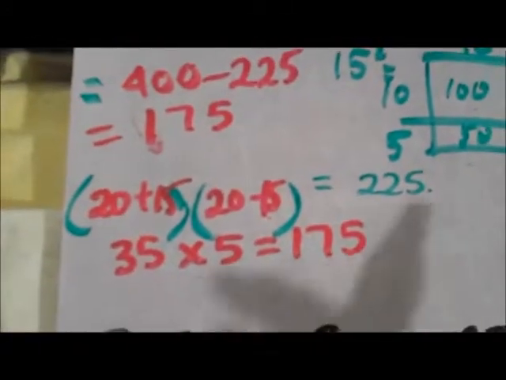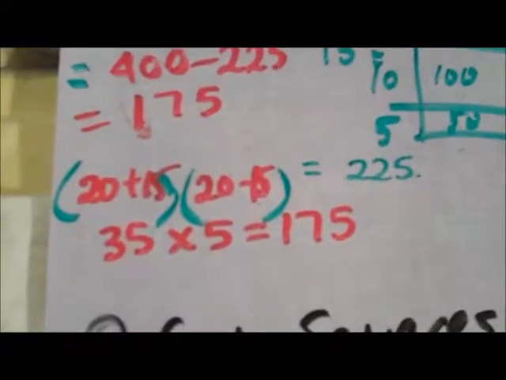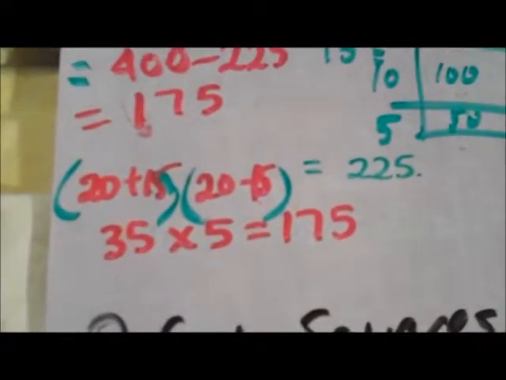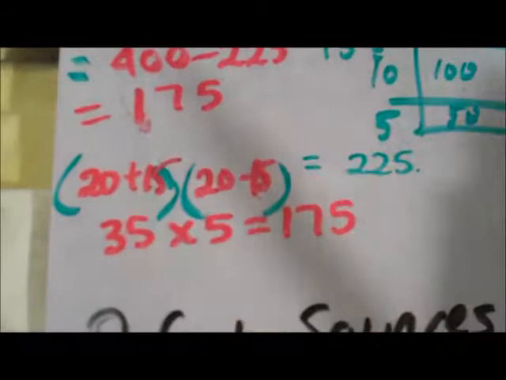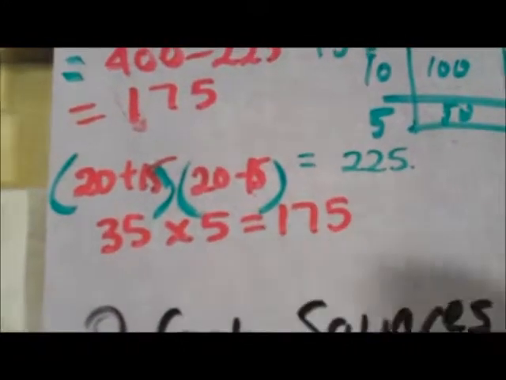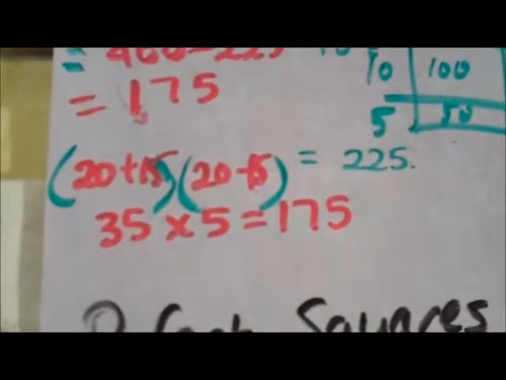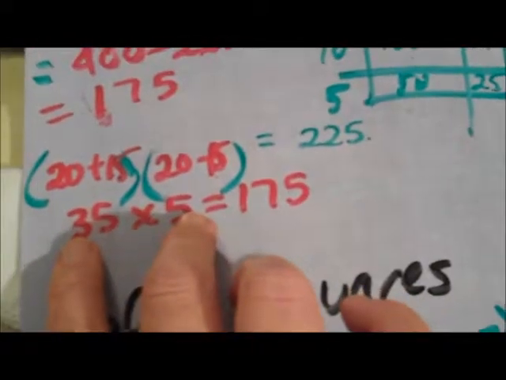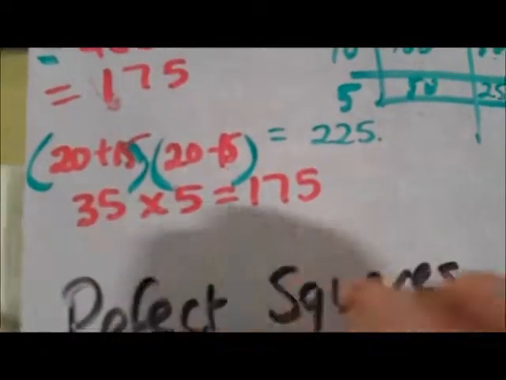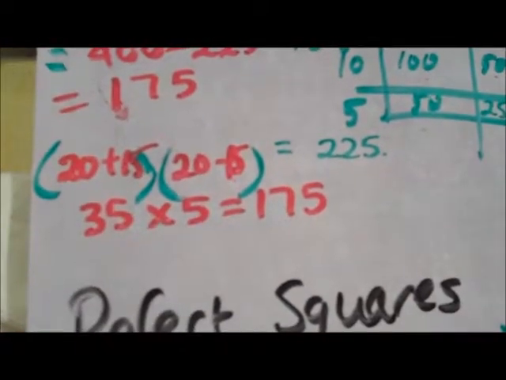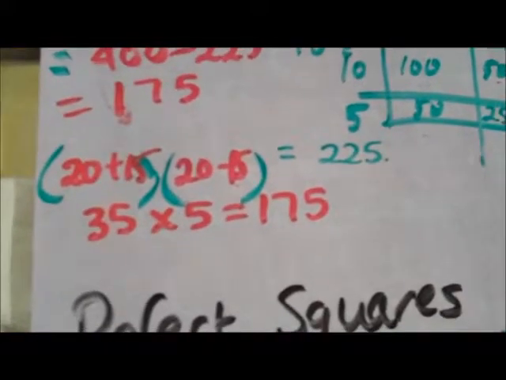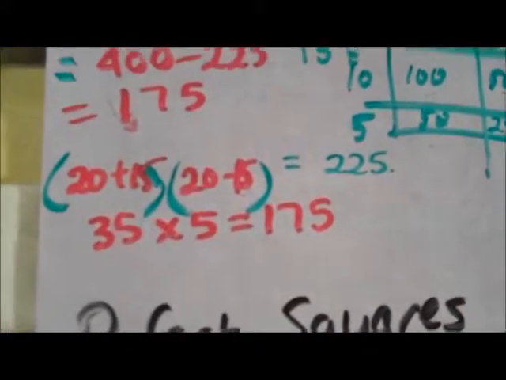So you could have either said to yourself, 35 doubled is 70, so 4 lots of 35 is going to be 140, and one more lot is 175. Or you could have done 5 lots of 30 plus 5 lots of 5. 5 lots of 30 being 150, 5 lots of 5 being 25, which makes 175.